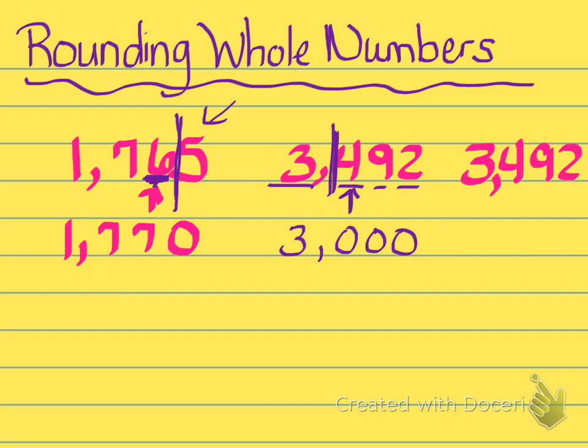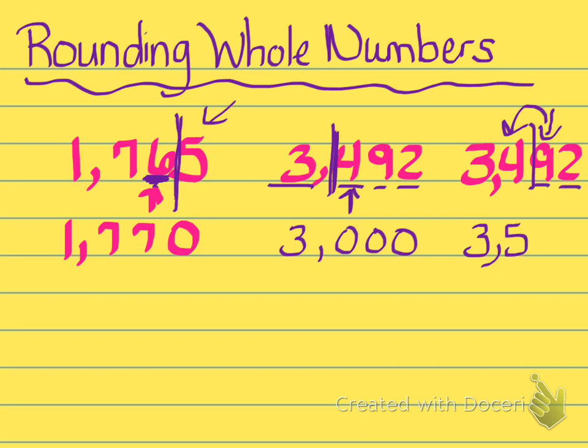So the number that's in the 100 spot is the 4. So draw your back door after it. Who's the first guy knocking on the door? It's the 9, right there. Okay, 5 or more, raise a score, 4 or less, let it rest. Well, 9's a pretty big number, so that means the 4 is going to become a 5. We're raising that 4 up 1 spot. So my 3,492 becomes a 3,000, the 3 stays. The 4 becomes a 5.